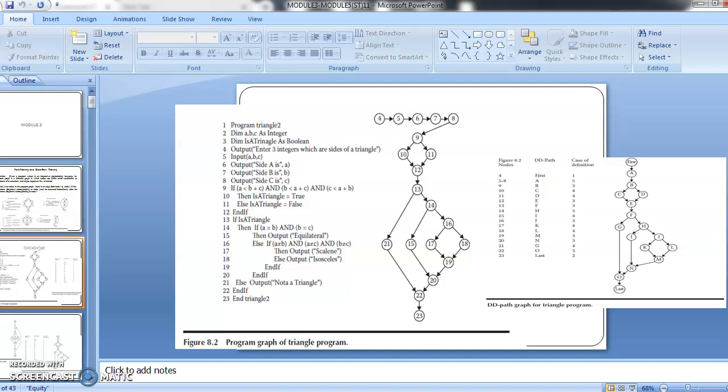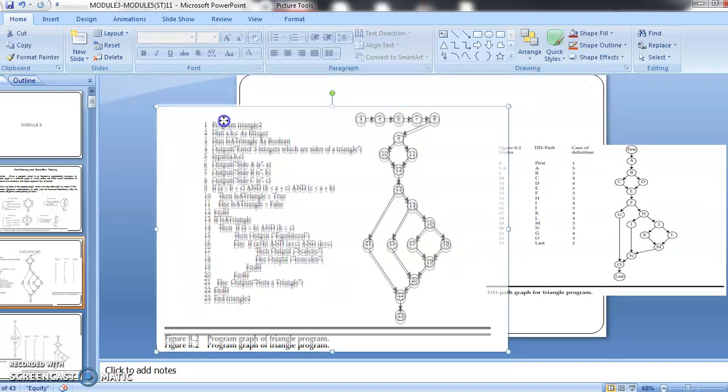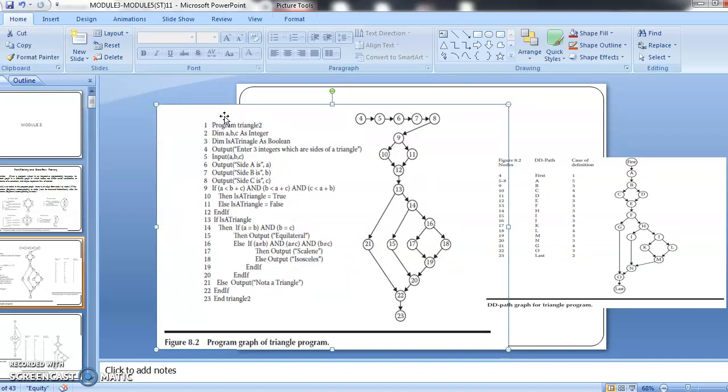In the triangle program, we have seen the pseudocode of the triangle program. To draw the program graph of a triangle program, for this pseudocode, next to the statements just write the line numbers. When you write the line numbers, those line numbers are nothing but the statements, and those are nothing but the nodes in the program graph. 4 to 6, 4 to 8. So from the fourth line to the eighth line, these are the sequential flow of execution.